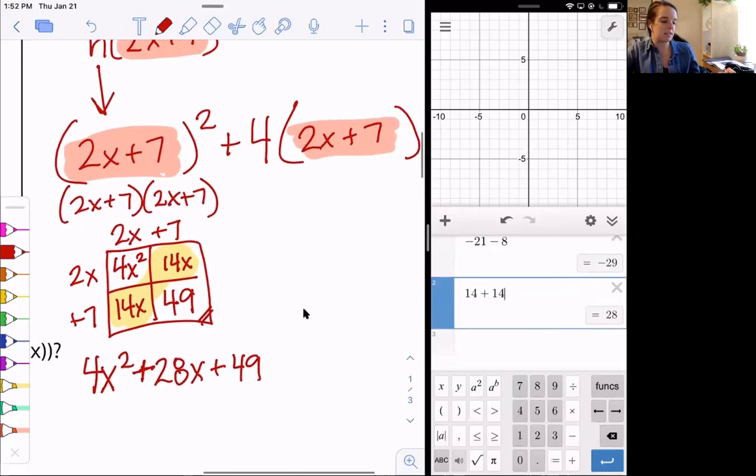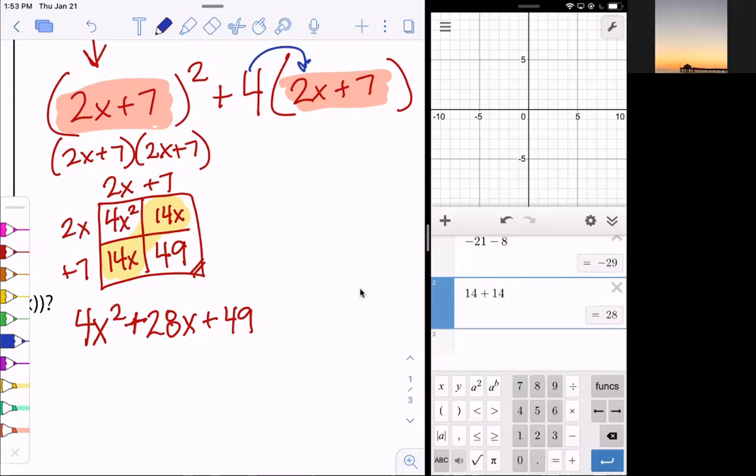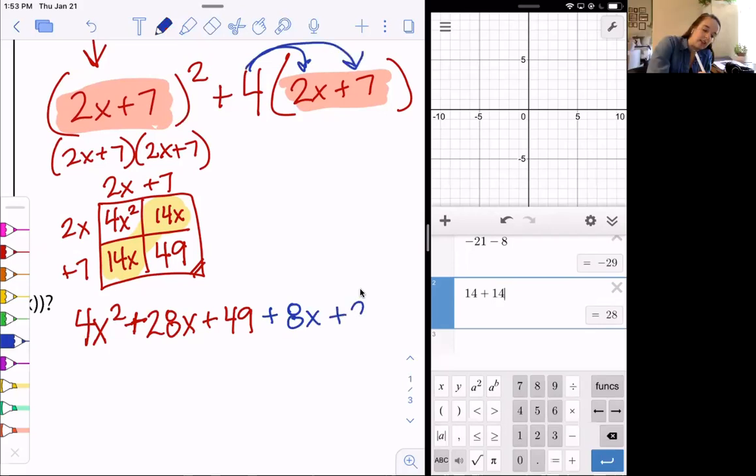Is that my answer? No. Why not? Because you still have to drop down the 8x plus 28. Where's 8x plus 28? I don't see that. Oh wait, you have to do the 4 times 2. Sorry. 4 times 2, fine. I thought I did it wrong. It's 8x. And then 4 times 7 is 28.